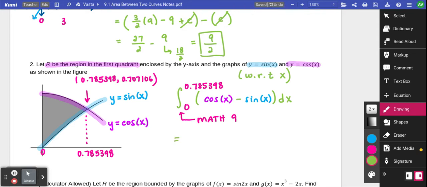And when you type all of that in, you should get 0.414 as your final area here. So this area between those two curves has an area of 0.414.